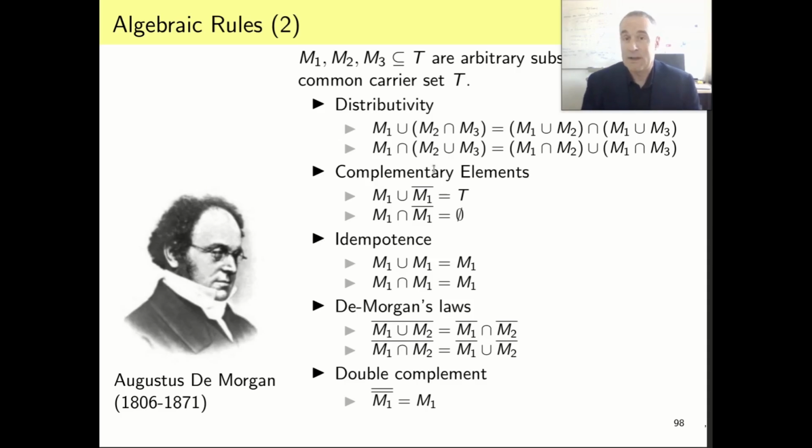There are more algebraic rules. So again, let's say that we have three sets that are arbitrary subsets of some large common carrier set. We've looked at associativity, but then there's also distributivity. If we're mixing union and intersection, then we have to distribute one over the other. So let's look at this first one. We have the union of one set and the intersection of sets 2 and 3. And so what we do is we then create the intersection of the union of 1 and 2 and the union of 1 and 3.